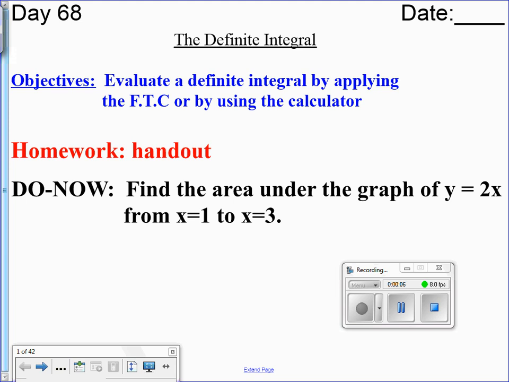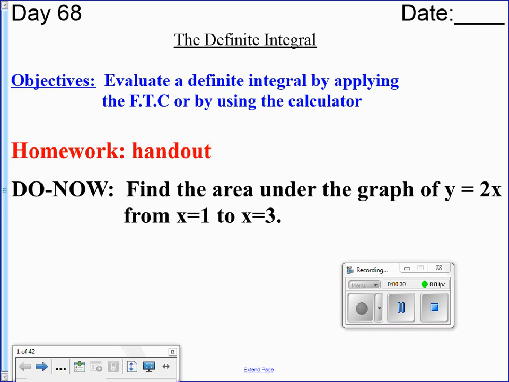Here we go. So today we're going to learn about the definite integral. You've been finding antiderivatives, or indefinite integrals, and those are functions. But we're going to find the definite integral over an interval, and it's going to give us a number. So we're getting back to numbers today, which is exciting. And it has to do with the area under a graph.